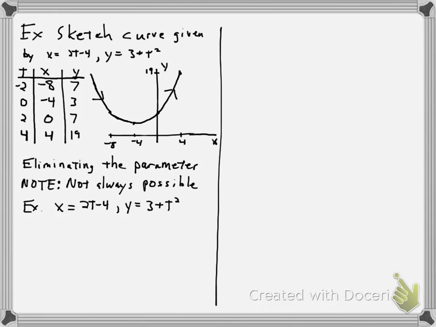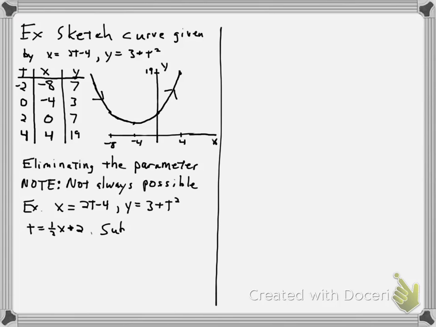So if we solve for t using our equation for x, we would add 4 to both sides and then divide by 2. So t equals 1/2 x plus 2. We just added 4 to the equation and then divided by 2.